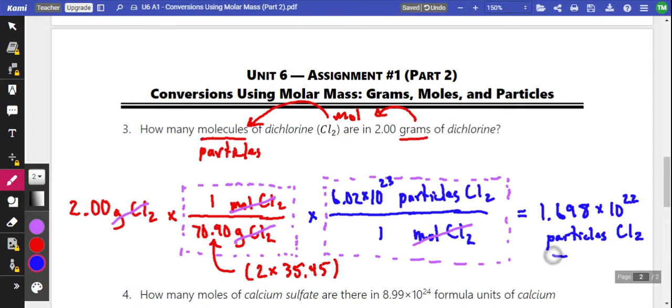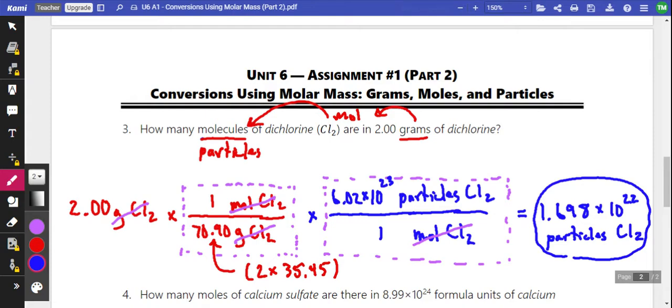All right. And that answer is looking pretty good. If I had a whole mole of Cl2 particles, I'd have 6.02 times 10 to the 23rd particles. I don't. I have way less than that. I have like 2 grams instead of like 70. So this is going to be less than that 6.02 times 10 to the 23rd big nasty number. So that checks out. It's not a guarantee that my answer is right, but it shows that I'm on the right path.